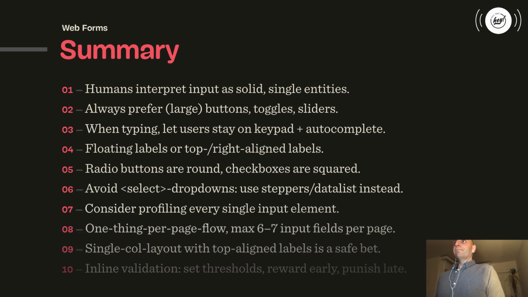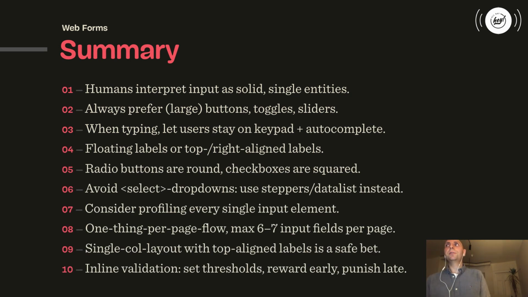Now, when it comes to web forms, humans interpret input as solid single entities. If you can, avoid select drop-downs and always prefer large buttons and toggles and sliders. When typing, let users stay on the keyboard and use autocomplete, right? Floating labels could be okay, but think about where to place them. Usually, it's actually better to put them on the top, above the input fields, right? Not on the left and not on the right. Sometimes you can right align them. Radio buttons are round, checkboxes are squared.